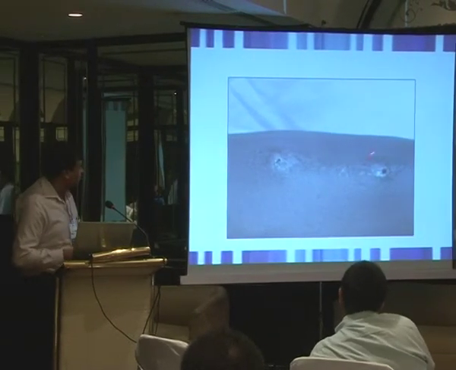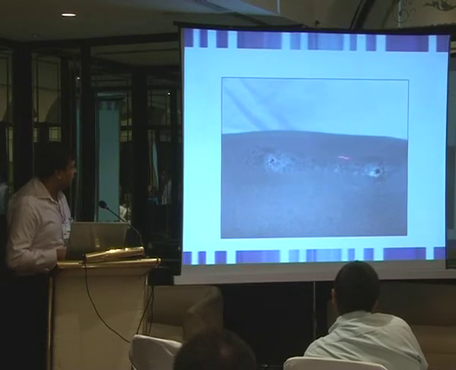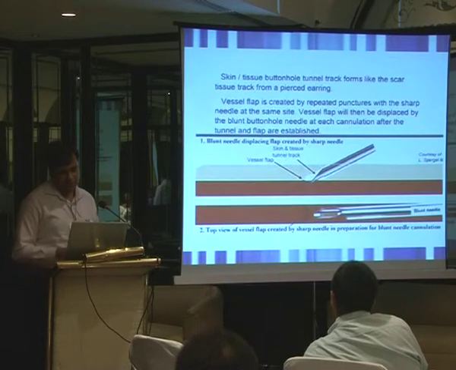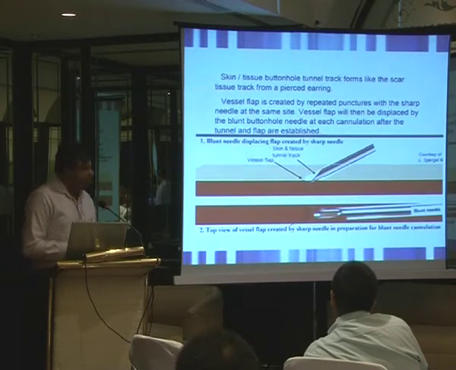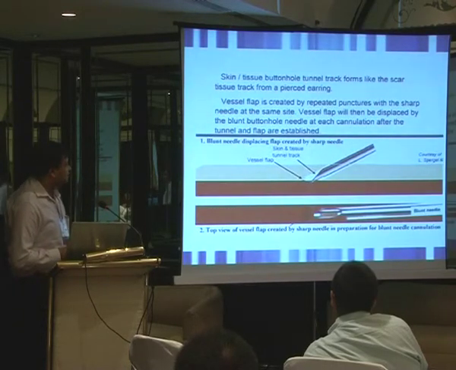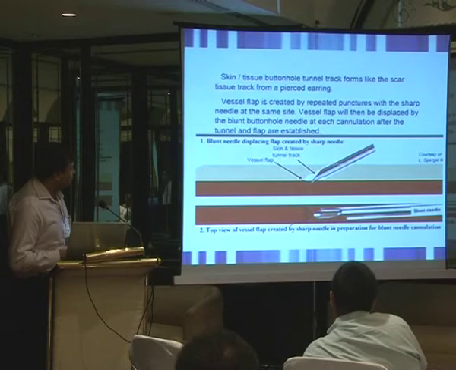And this is how a buttonhole looks. You have a well-formed buttonhole tract which can be used to access the arteriovenous site. What this diagram basically shows here is the tract formation and then subsequently the use of a blunt needle. You use the same angle, the same cannulation technique each time, which leads on to the formation of a vessel flap because of the repeated punctures.